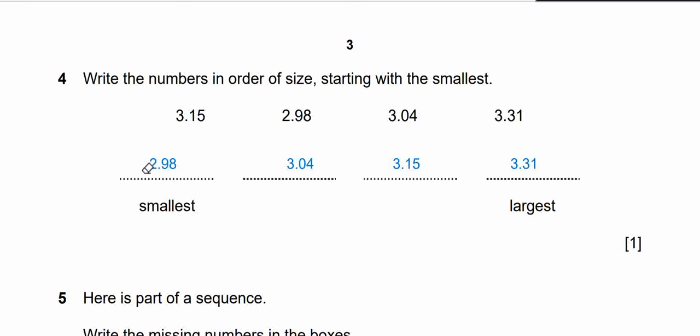We start from 2.98, then 3.04, 3.15, and the largest is 3.31. So the idea is you just look at the number in the ones place: 2, 3, 3, and 3. So 2 must be the first one. Now all the others are the same: 3, 3, 3. So we compare the number in the tenths place: 0, 1, and 3. That's how we arrange this from smallest to largest.